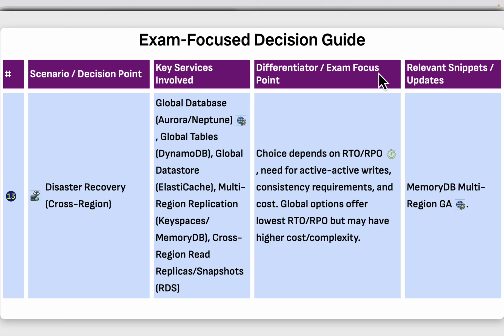And some key differentiators or exam focus points. The choice depends on the recovery time objective or recovery point objective, need for active writes, consistency requirements, and the cost. Global options offer the lowest RTO and RPO but may have higher cost or complexity. And a note: MemoryDB multi-region is now generally available, so this is also one of the contenders. But in the exam, most of the time you will see global tables from DynamoDB, Aurora Global Database, and global data store from ElastiCache. There will be some scenario where they will ask which one to choose, and if you know these three have this option, then you can easily choose.